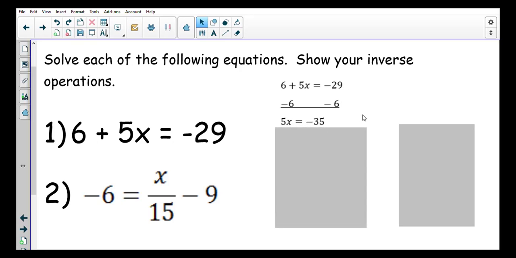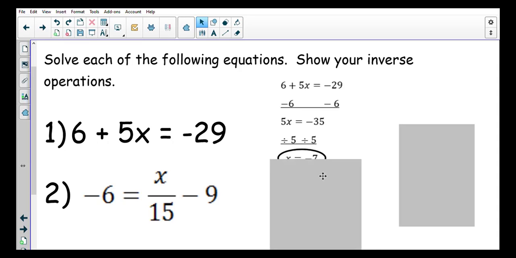So just double check that. If you accidentally had like 23 or negative 23, you could have missed a negative when you were calculating negative 29 minus 6. Now we need to undo multiplying by 5. So divide both sides by 5 to get a solution of x equals negative 7.